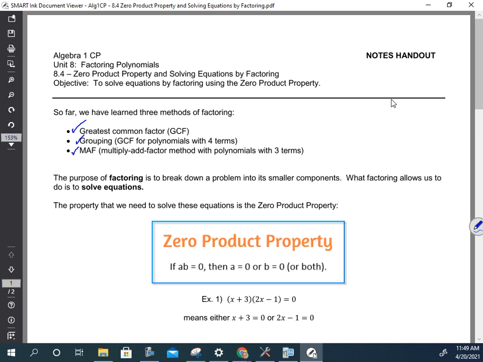So MAF, you only use if you have three terms. That's the only time you use MAF, and that's when you have three terms. Grouping is greatest common factor when you have four terms. So grouping you only use for four terms. Greatest common factor you can use anytime. Anytime, anywhere, any place. So those are the three that we've used so far.